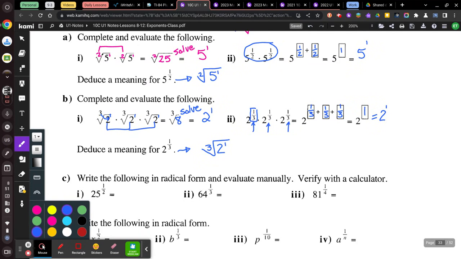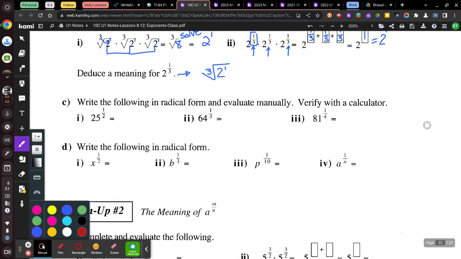So we're going to convert the following ones. We're going to do exactly what it is. If it's a fraction, the bottom number, the denominator, becomes the index.